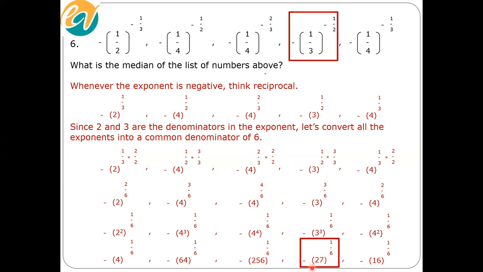So if you arrange them in ascending sequence, then 27 would be the third value, right? There are a total of 5. So the third one will be the median. So third value means this is the median.